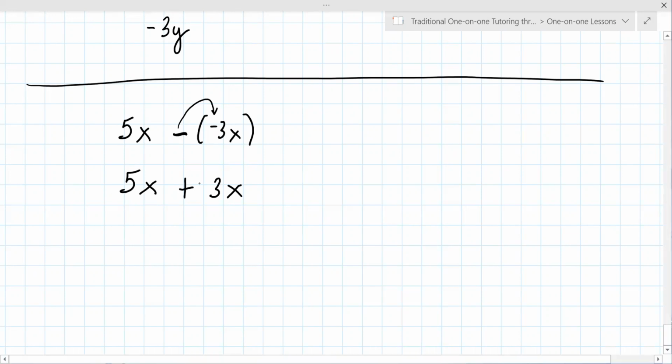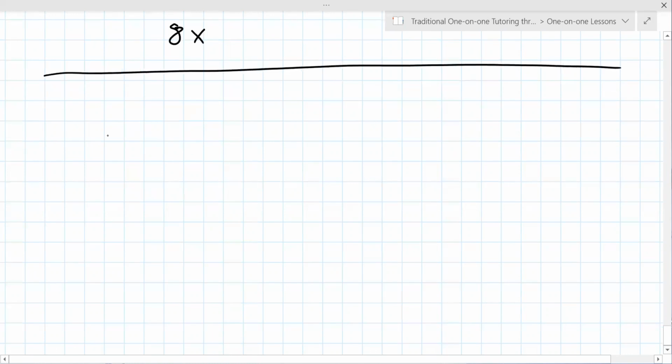So what is 5x plus 3x? Help me out with that. 8x. Let's do another one here. 9y minus a minus 2y.